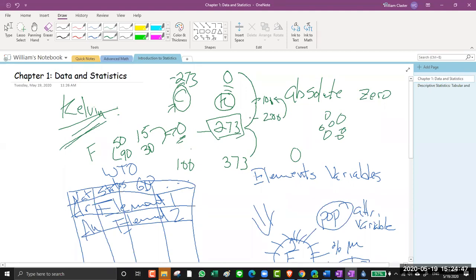Does anybody else remember that? 273? No? Well, anyway, that's the way it works. That's Kelvin. 273 is, I think, equal to 0 centigrade. Now, but what is 0 in Kelvin, and what does this mean? This has a meaning. What does it mean?